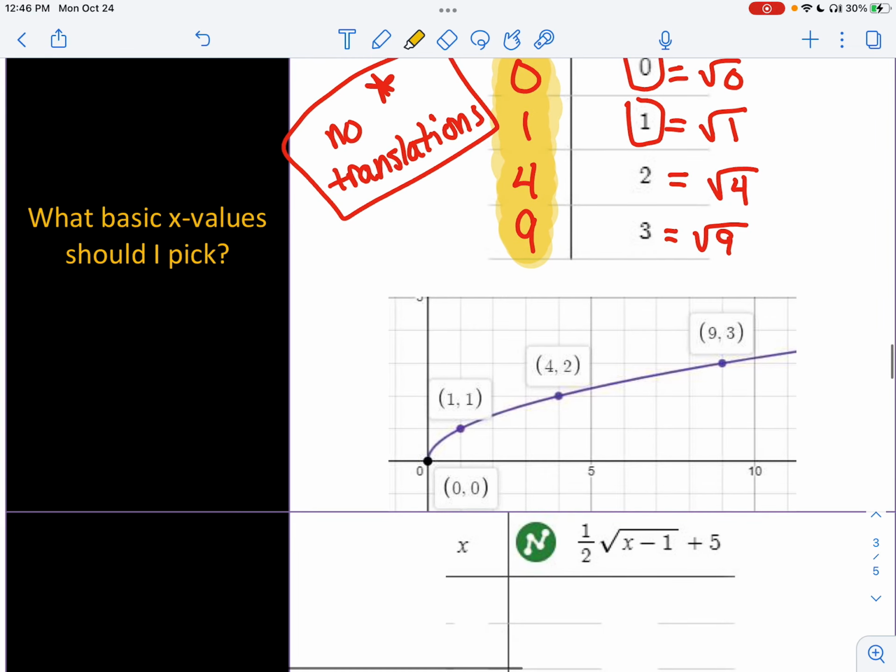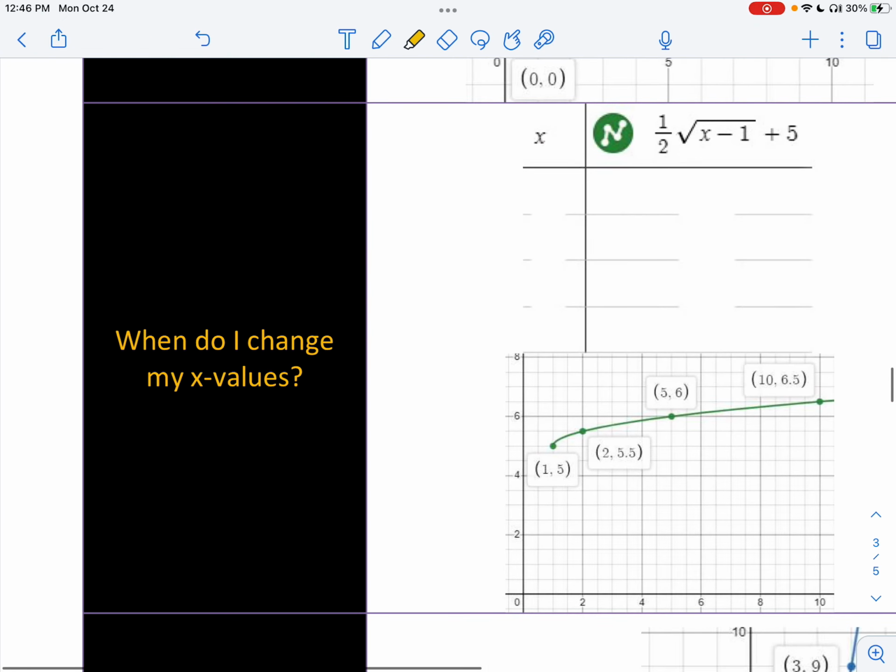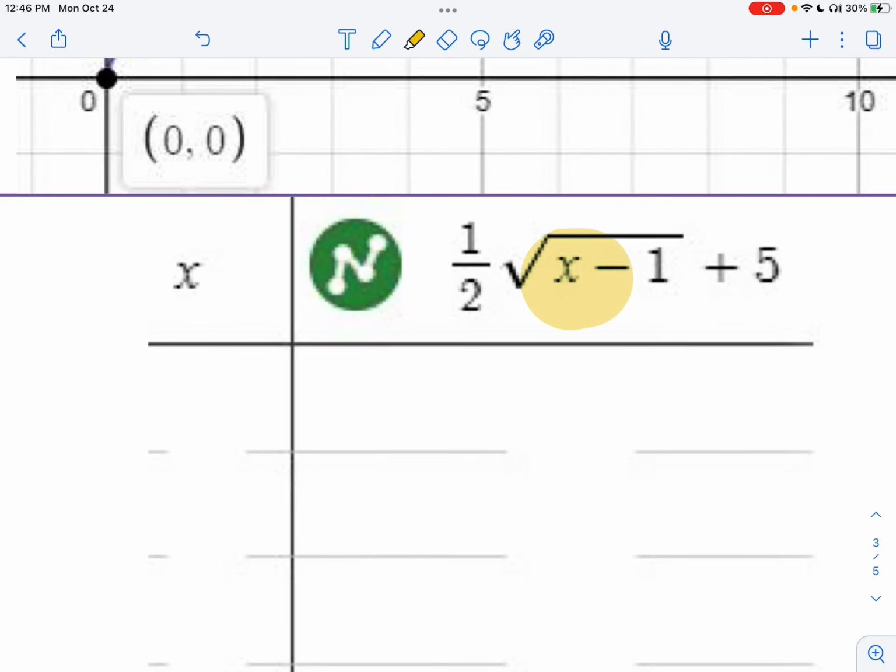And you can see, there you go. There are the points that you would get from your XY chart. Now the question might come up now, when do I change my x values? Well, if there is something inside the radicand with x, if it's not just square root of x, you're probably going to want to change your x's so you're not dealing with ugly decimals, okay?